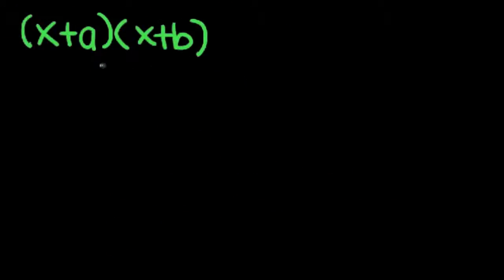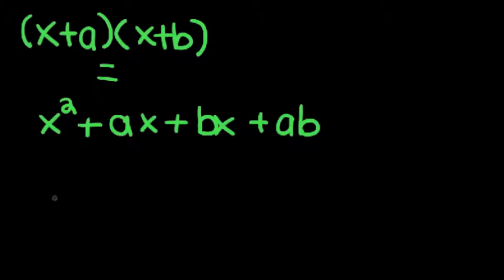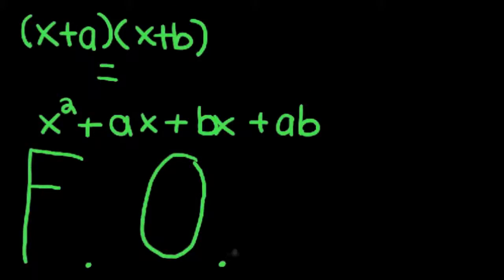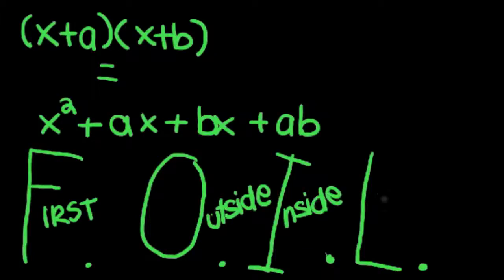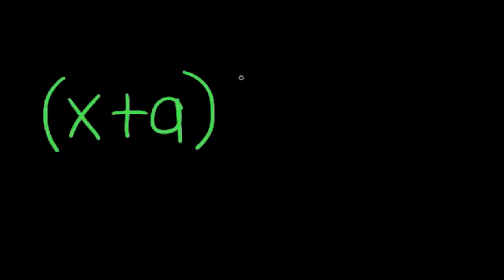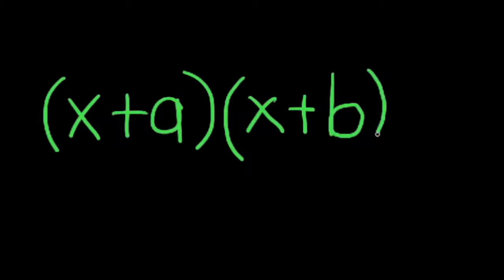Now how do we unfactor? We use the properties of FOIL and PEMDAS to unfactor. We use first, outside, inside, and last to multiply. We use our basic algebra skills to factor. So we have x plus a and x plus b. These are two expressions multiplied together.